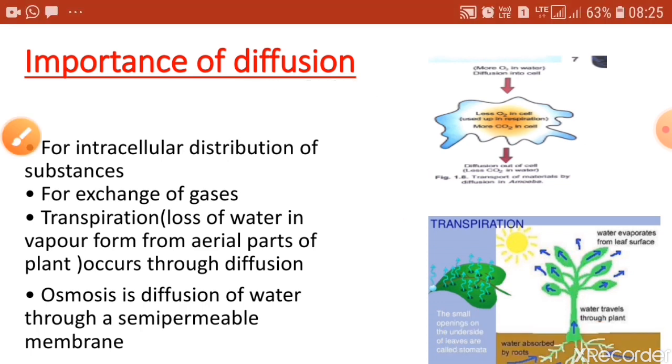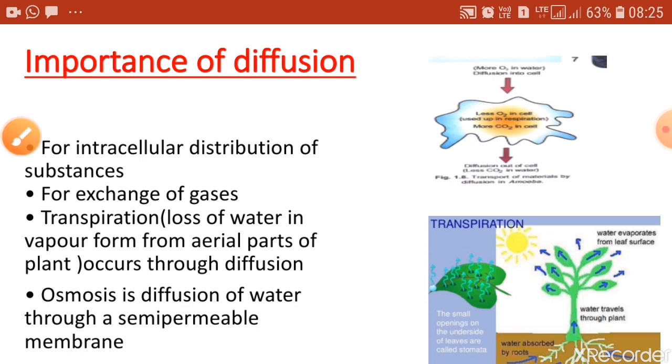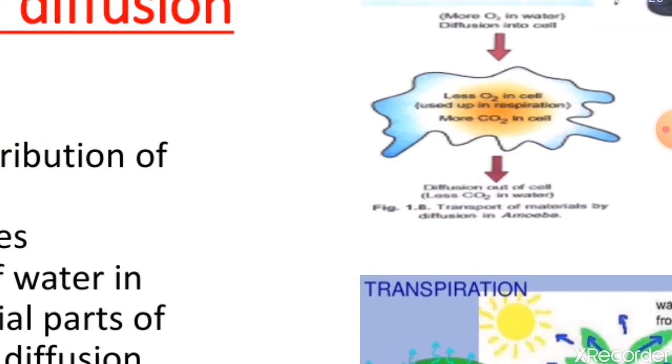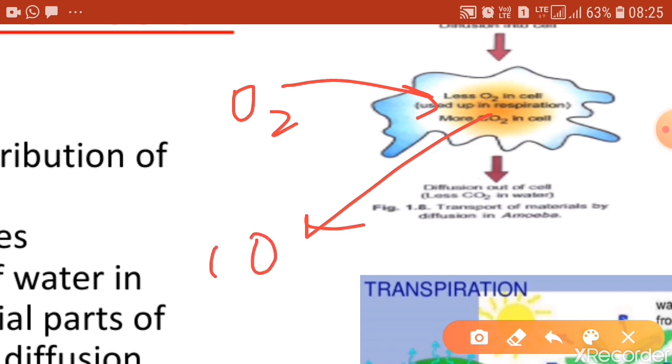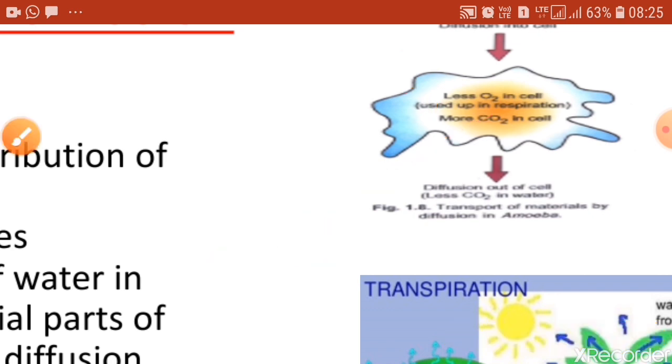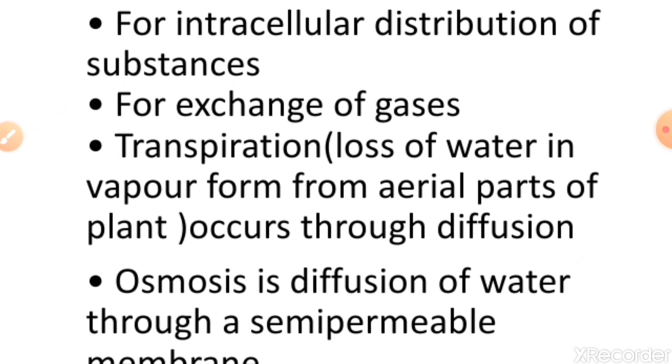Second importance of diffusion is that diffusion is required for exchange of respiratory gases. Just now I have told you how gaseous exchange takes place across the plasma membrane. In a respiring cell, you always find that oxygen diffuses into the cell, whereas carbon dioxide diffuses out, and this exchange of gases occurs by the process of diffusion.